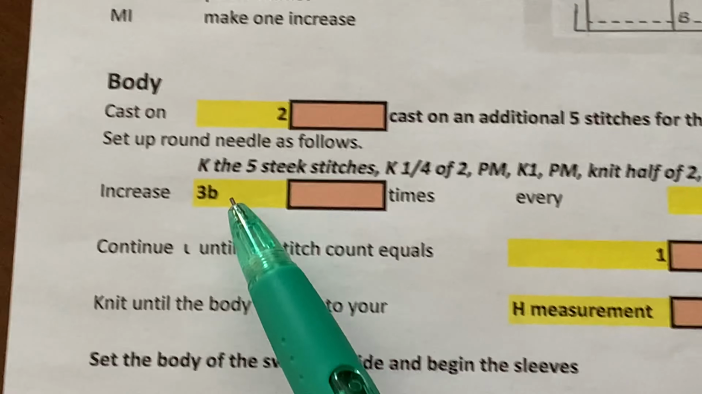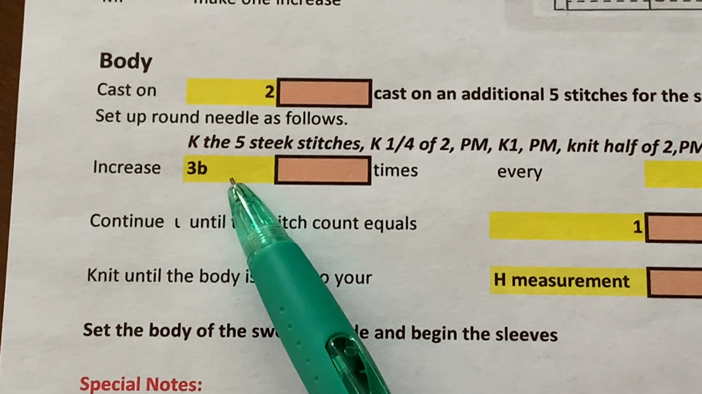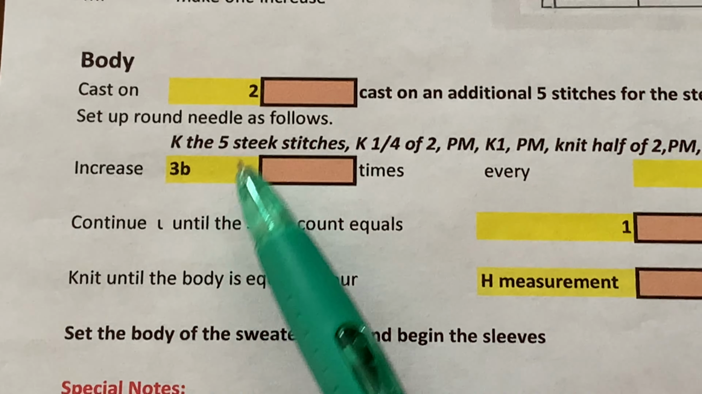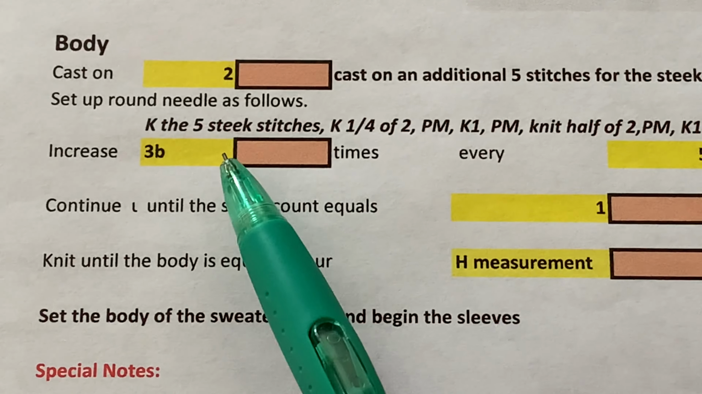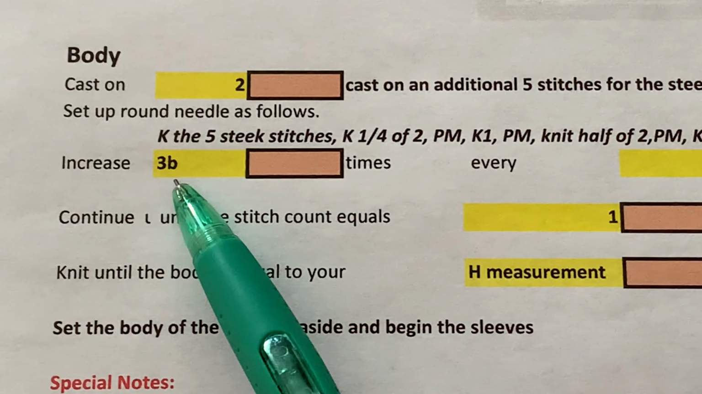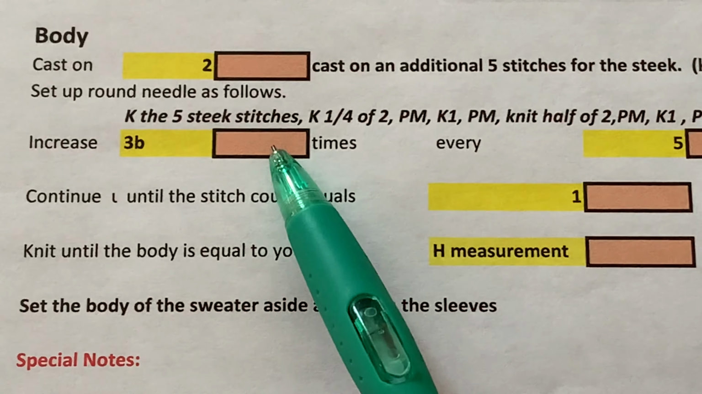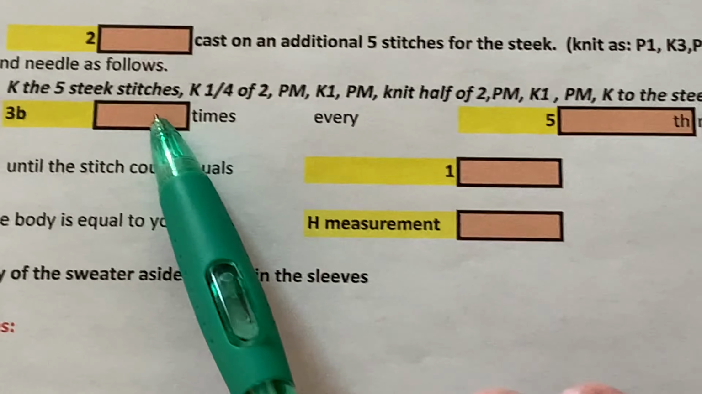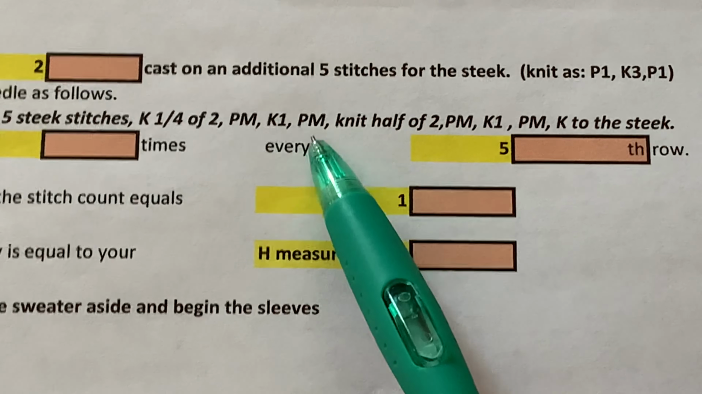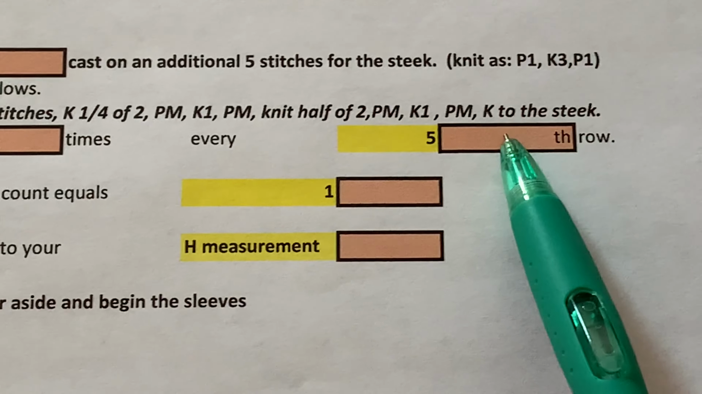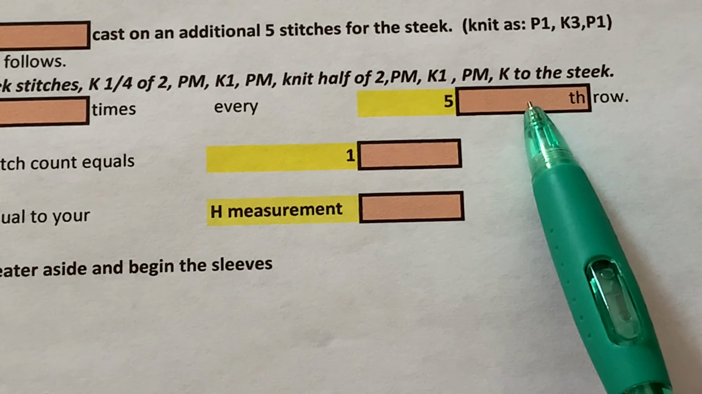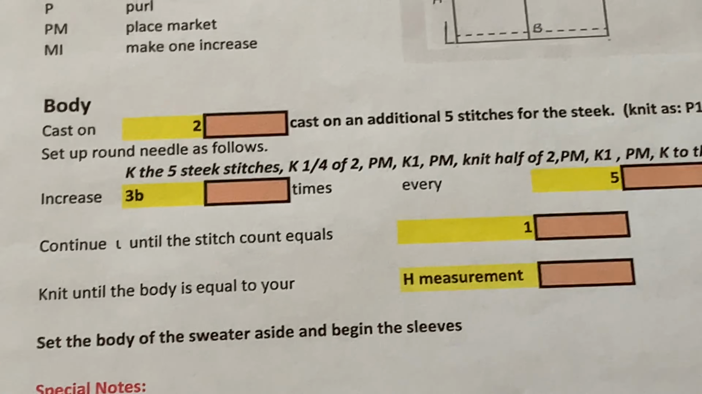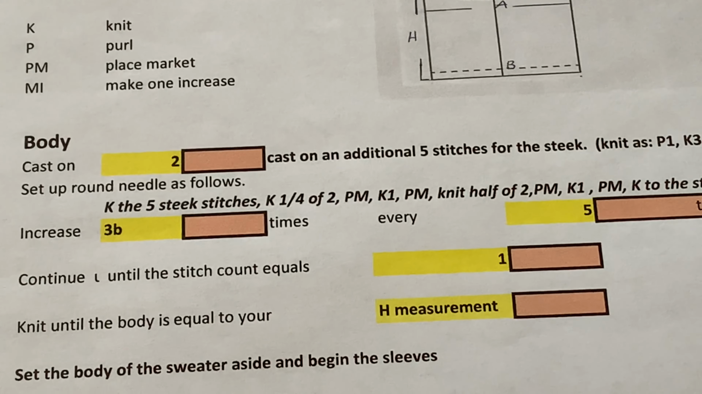You'll see the same thing down here where it tells you to add in box 3B. Well, that was where we calculated the number of times that you're going to be doing an increase round. So your 3B number will go into this box. So then it will say increase 3B times every, and then box 5 is going to go in here. Go ahead and transfer over. Once you've completed that, you're ready to start knitting your sweater.